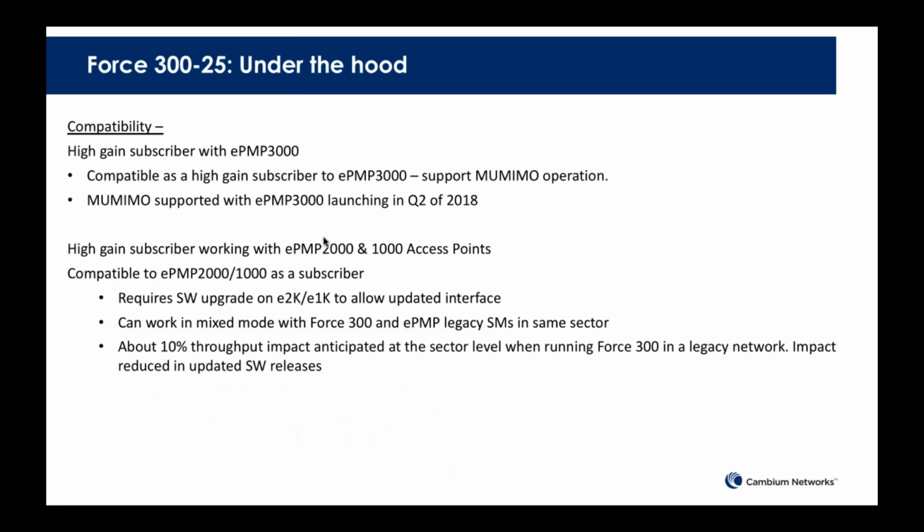So what else? Right now, you can buy a pair of Force 325 and use it as a high throughput, high performance point-to-point link, which is very cost effective, especially compared to our closest competitors in the point-to-point market. But it can also be used as a high gain subscriber with ePMP 3000, which is coming. And as I said, we will have an additional launch event very soon.